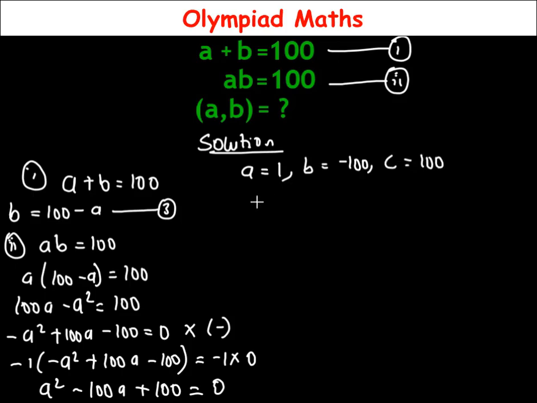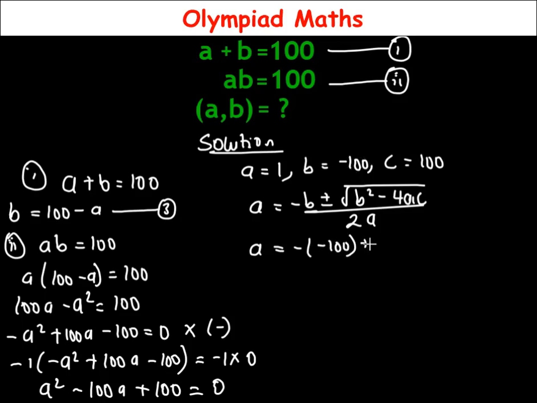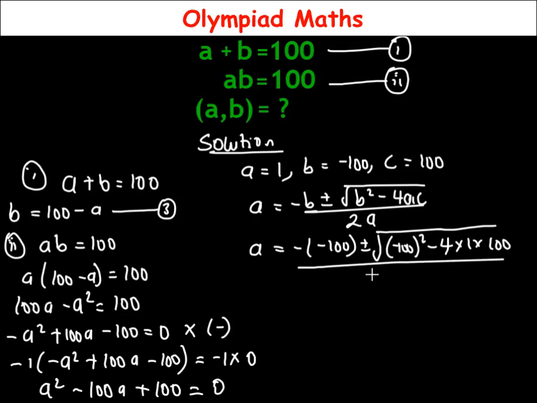Then to use the formula, a is equal to minus b plus or minus square root of b square minus 4ac, okay, over 2a. Okay, so a is then equal to minus, in bracket, the value of b, which is minus 100. So minus 100 plus or minus square root of, in bracket, minus 100 all square, minus 4 times the value of a, which is 1, times the value of c, which is 100, times 100. Okay, so with this you have over 2 times the value of a, which is 1, 2 times 1.